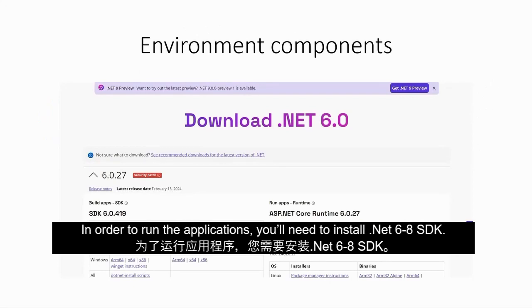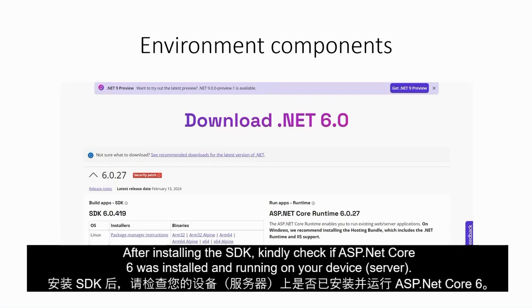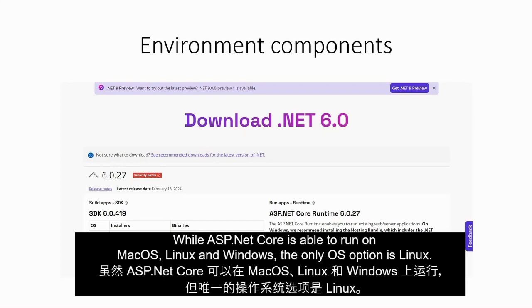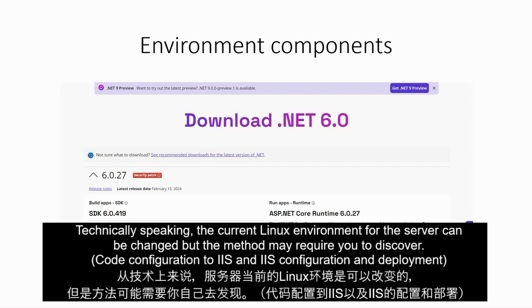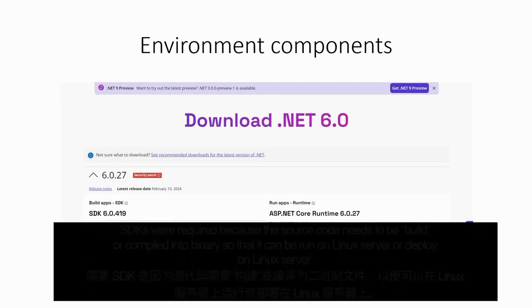In order to run the applications, you will need to install the .NET 6 to 8 SDK. After installing the SDK, kindly check if ASP.NET Core 6 was installed and running on your device server. While ASP.NET Core is able to run on macOS, Linux and Windows, the only OS option is Linux. Technically speaking, the current Linux environment for the server can be changed, but the method may require you to discover.